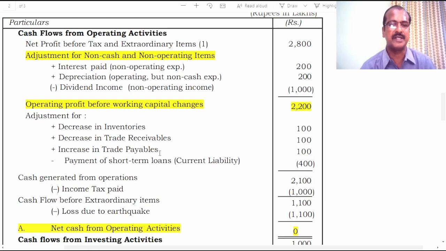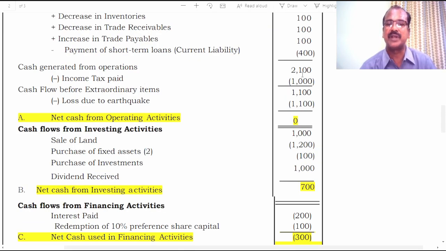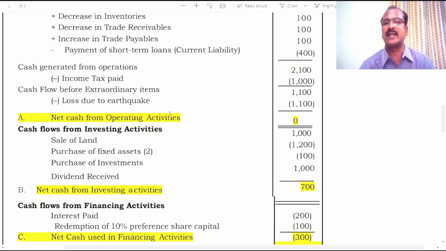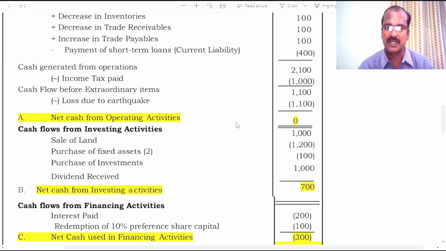Now cash generated from operations amounted 2,100 lakhs is calculated, from which we have subtracted income tax paid, followed by we have done adjustment for the extraordinary item of loss due to earthquake, and that is also done. What is the resultant figure of the first category of cash flow activities, which is nothing but 0. So there is no positive or negative figure from the operations of the business.